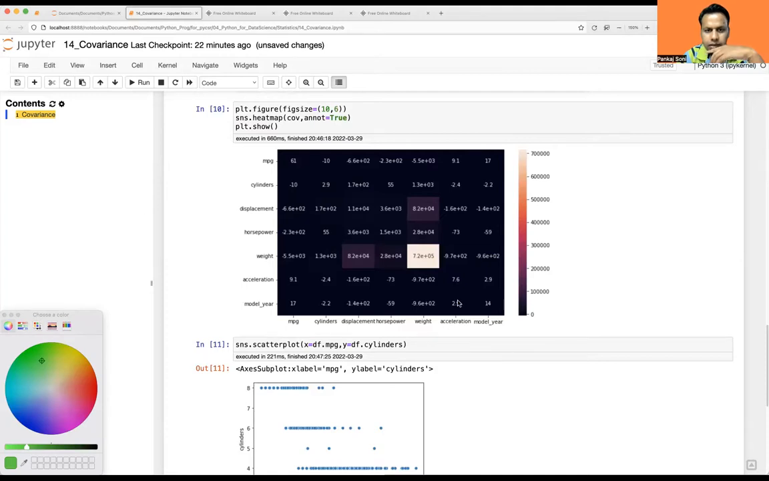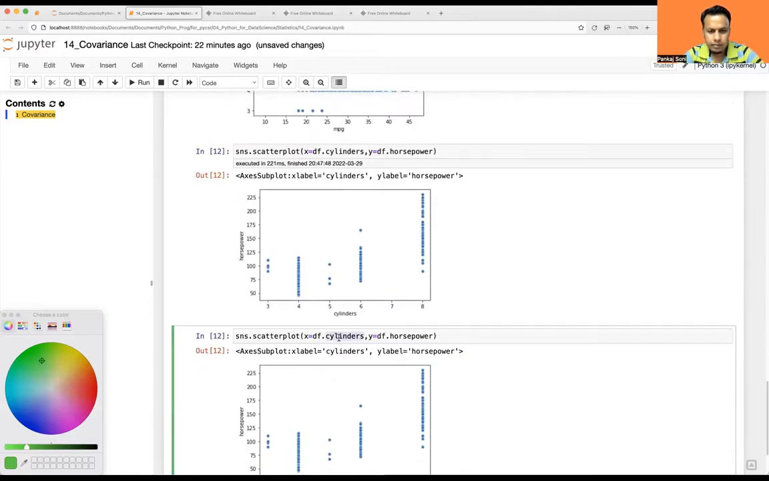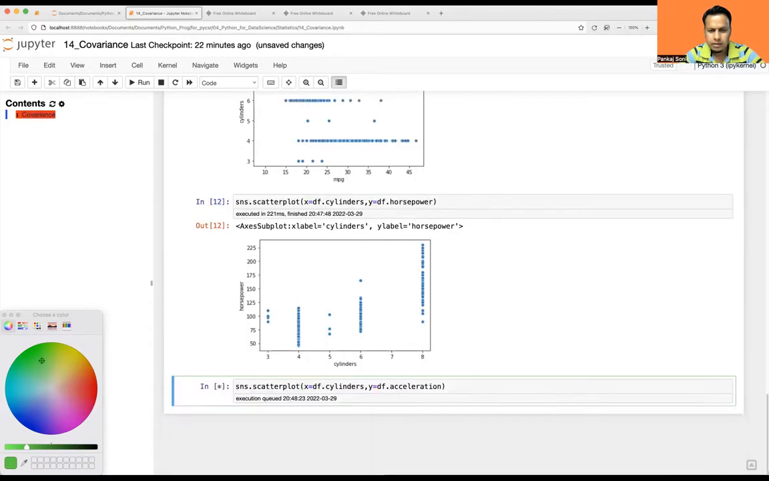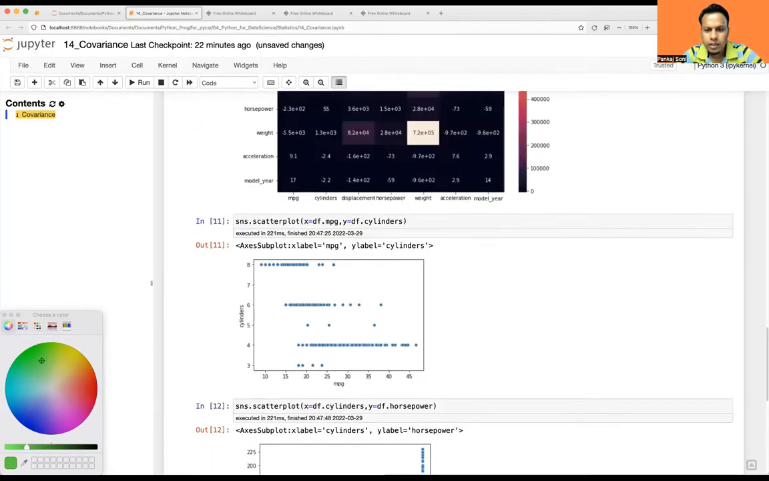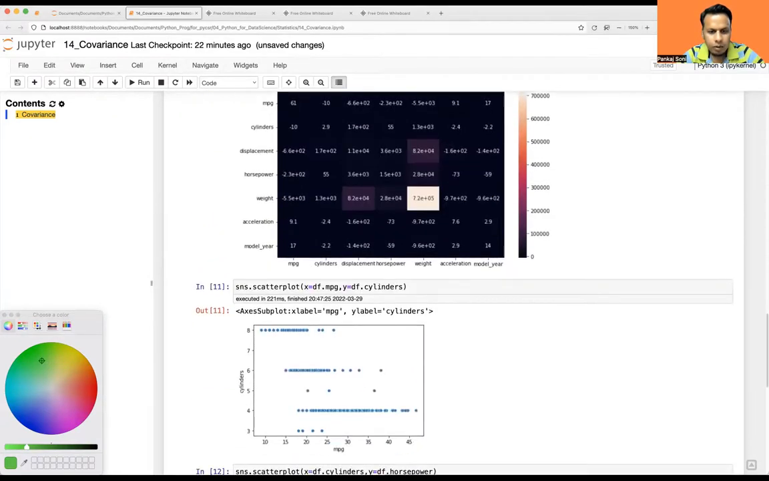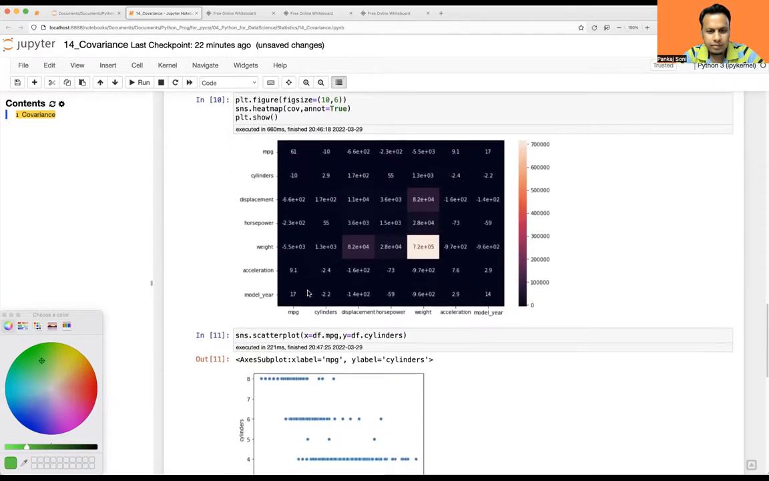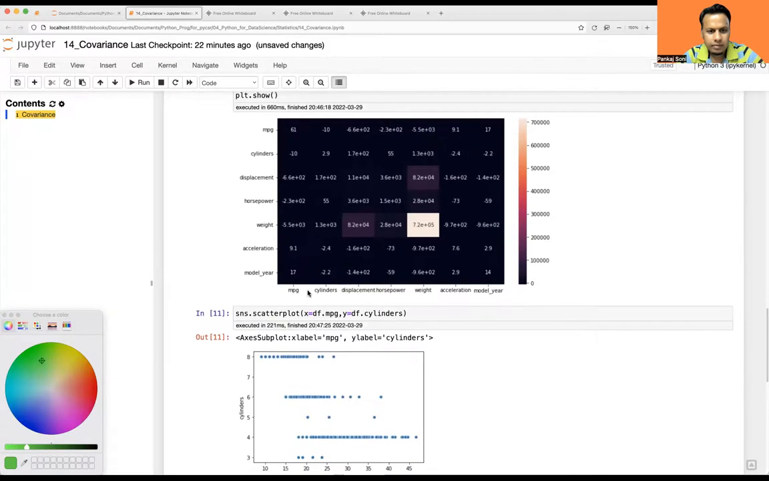acceleration versus cylinder also I can take. Let it be cylinders, acceleration. Okay, those are very much close to that value. That's why you see all the dots, right? And let me take some other value. What else can I take?